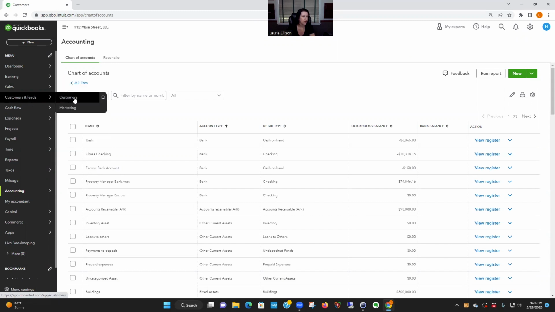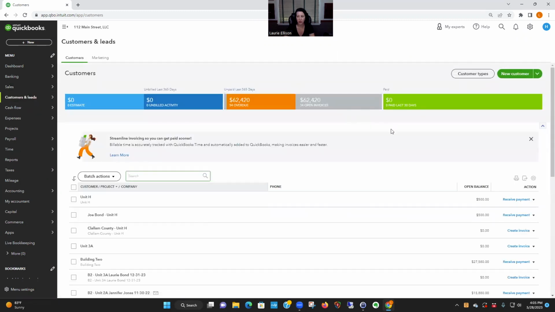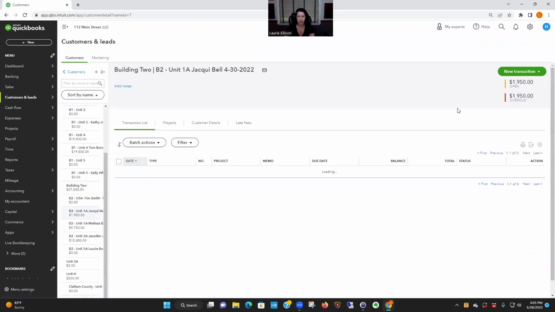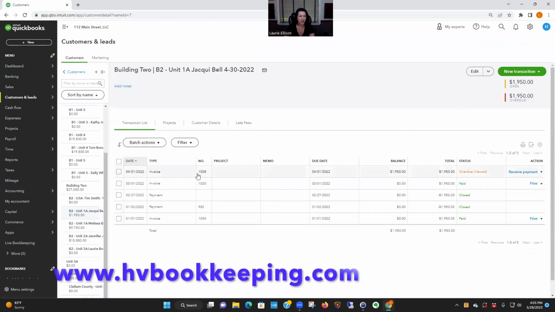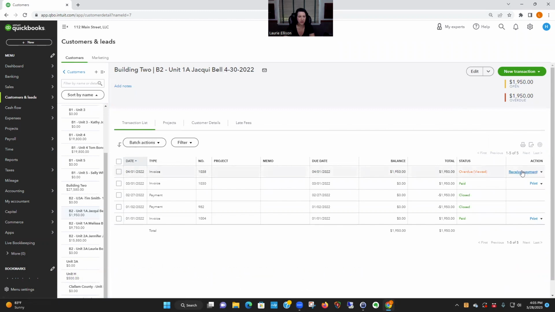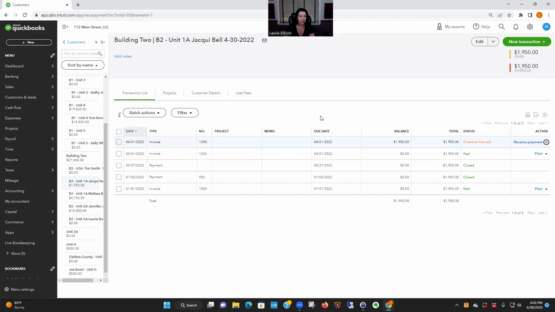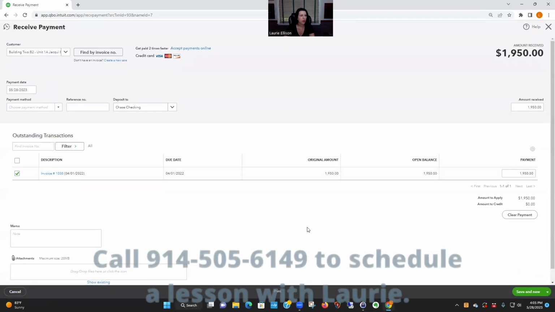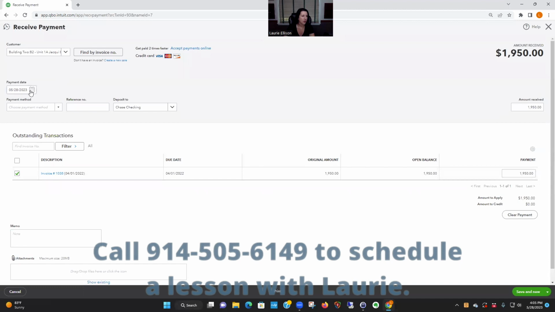Let's go over here to a customer. We're just going to receive a full rent amount, so let me go find someone. Okay, here we have this invoice for $1,950. So what we would do is receive the payment. We're just going to say it's today. It doesn't really matter when I made this, this is a sample file.